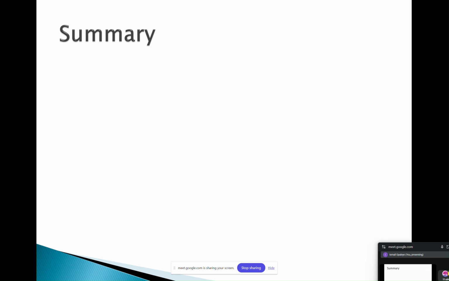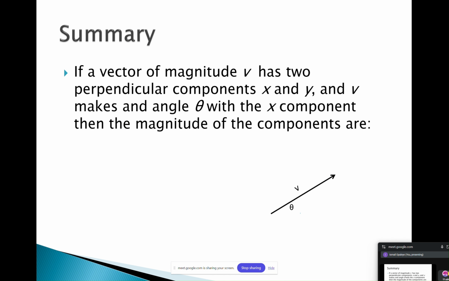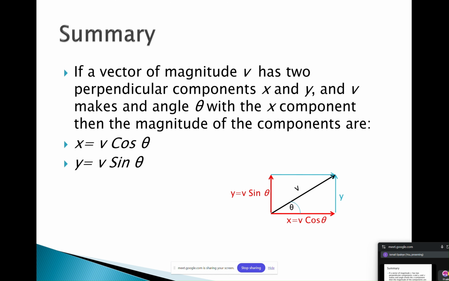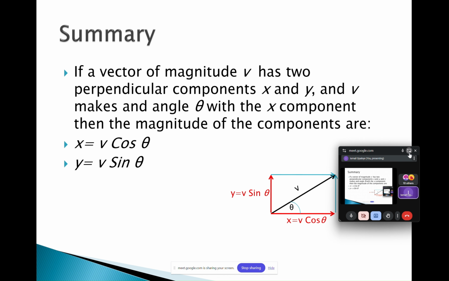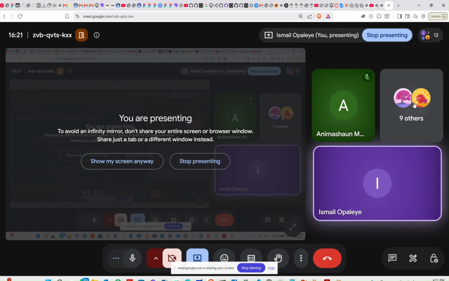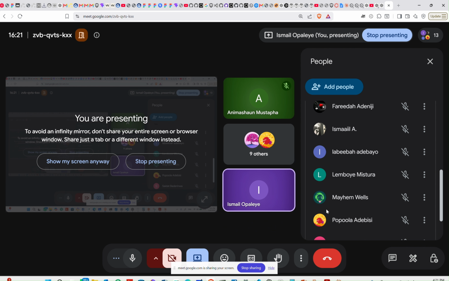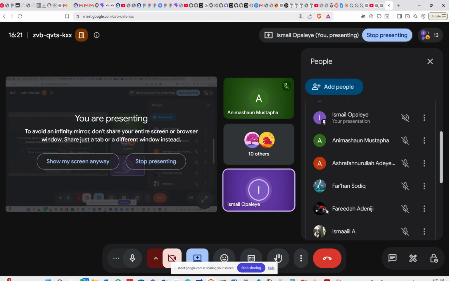So in summary, I'm already tired. You have this summary, everything has already been explained: resolving into x and y components, and that will be all for the presentation. Okay. Any question or questions? Anybody?